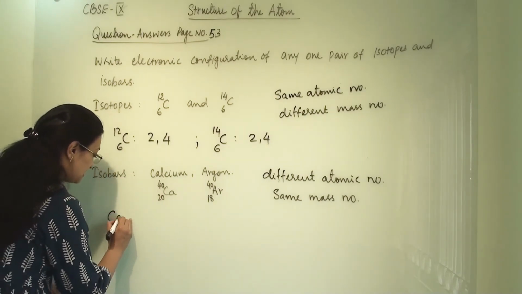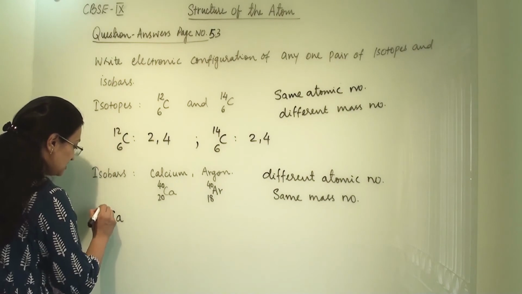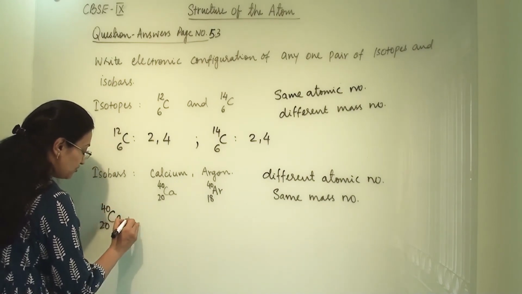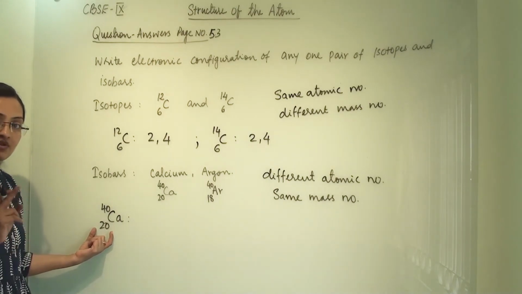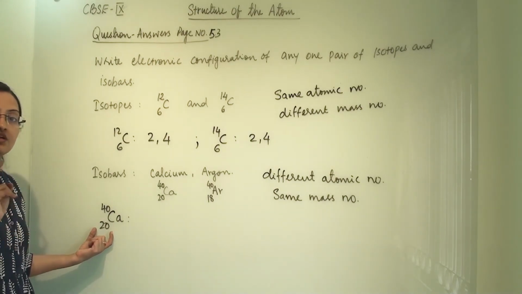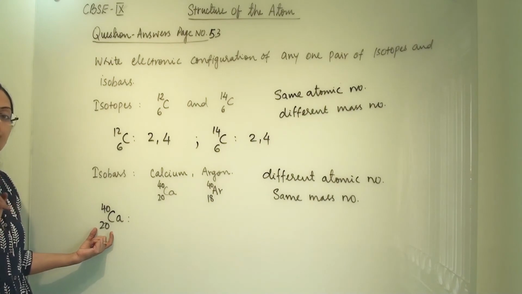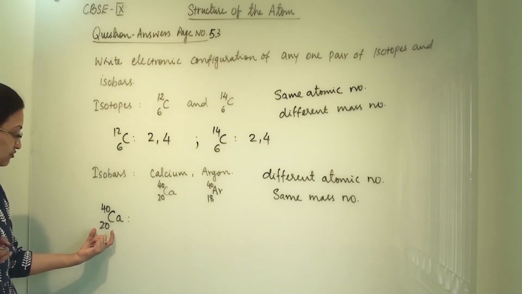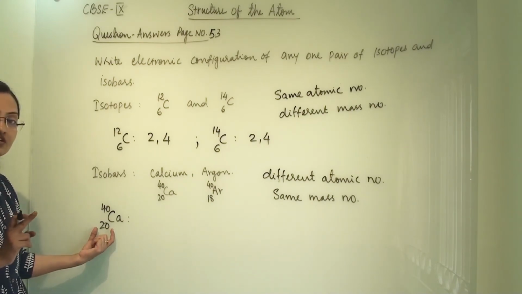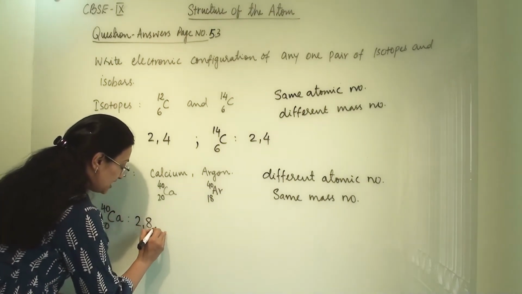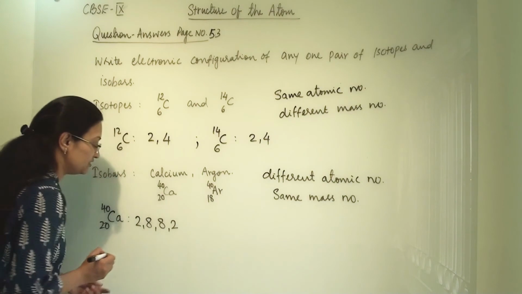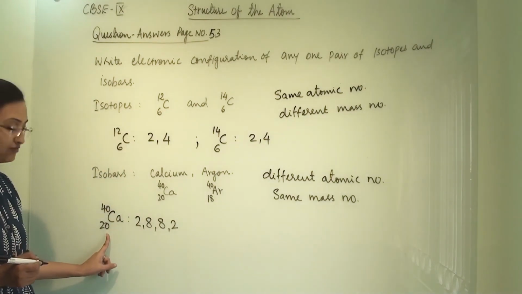So here if we are writing calcium's electronic configuration, then we have to write according to 20. 20 is atomic number. Atomic number is number of proton and number of protons equals to number of electrons. So we have to write electronic distribution for 20 electrons. So it will be 2, 8, 8 and 2. This will be the electronic configuration of calcium.